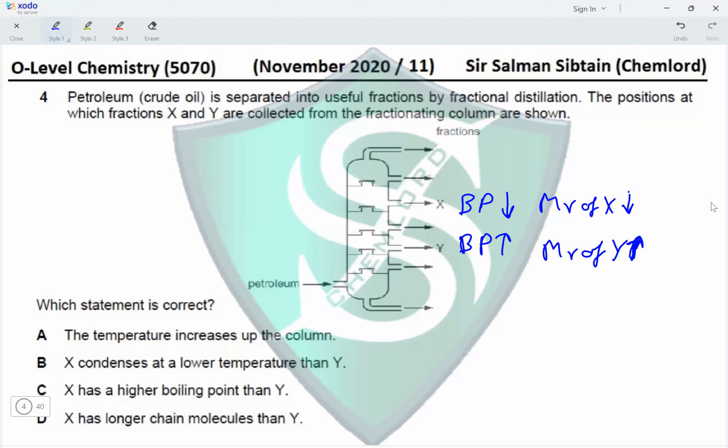So now the question asks, which statement is correct? The temperature increases up the column? No. The temperature decreases up the column. So this statement is incorrect. X condenses at a lower temperature than Y. X is above Y, so X will condense at a lower temperature. Yes, this is correct. Next, X has a higher boiling point than Y. We have already figured that the boiling point of X would be lower. X has a longer chain molecule than Y. Since the MR of X is less, that means its chain length would also be less. It cannot be longer. So this makes option B the correct option for this question.